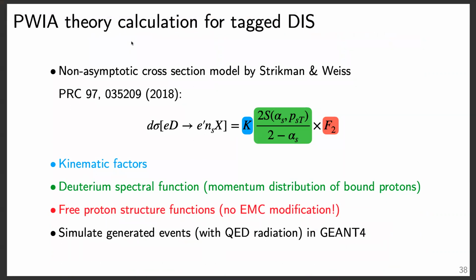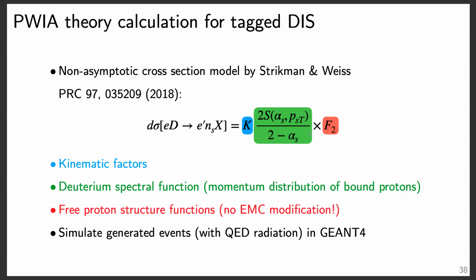Like the DEEPS experiment, we're going to form some sort of double ratio where we compare to a theory calculation. We're actually using a non-asymptotic cross-section. When I say that, I mean that it doesn't assume infinite Q squared, by Mark and Christian. Very schematically, the cross-section depends on these parts: there are some kinematic factors, there's the deuterium spectral function, and the free proton structure function is the input. The critical thing here is that we're not assuming any modification of the bound proton. So when we take a ratio to this calculation, it's bound to free.